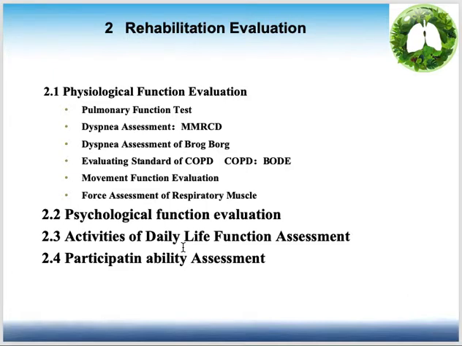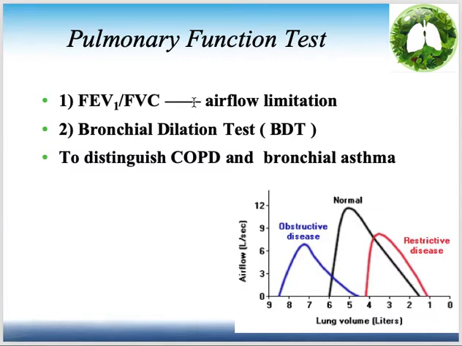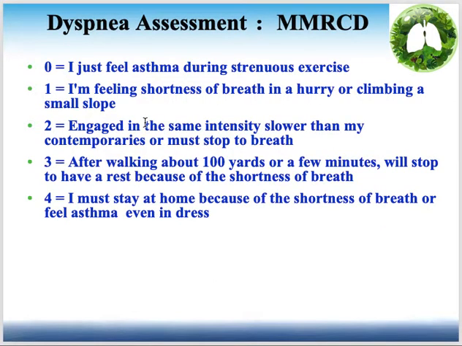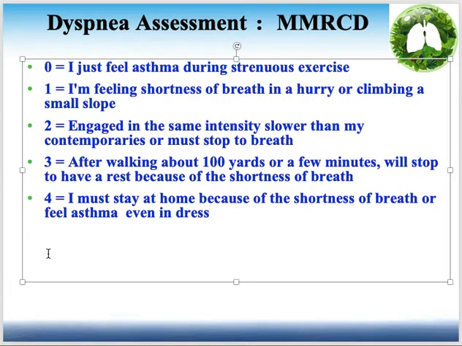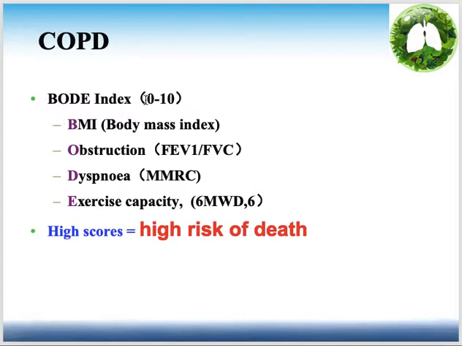Okay, and then of course they do a lot of functional assessment, and you can see over here they perform PFTs. As I told you, they check the bronchodilator test, to distinguish COPD from bronchial asthma, and this is the mMRC dyspnea assessment, at 0, 1, 2, 3, 4. I was giving this example, right? So 0 is I only feel breathless during strenuous exercise. 4 is I must stay at home because of shortness of breath, or feel breathless even while dressing up, right? So this is the BODE index, which is from 0 to 10.